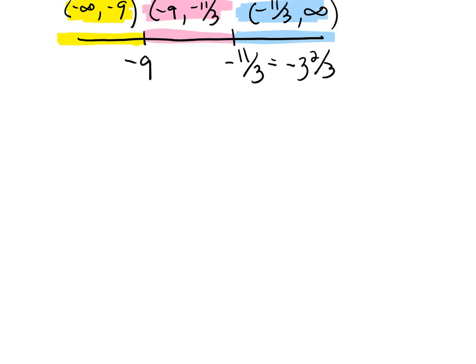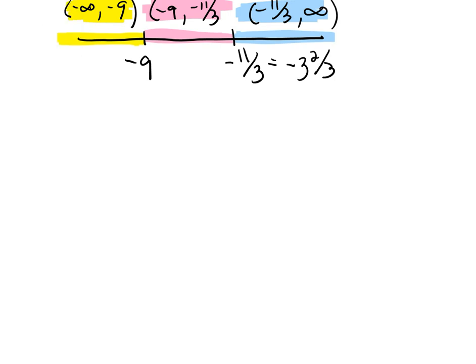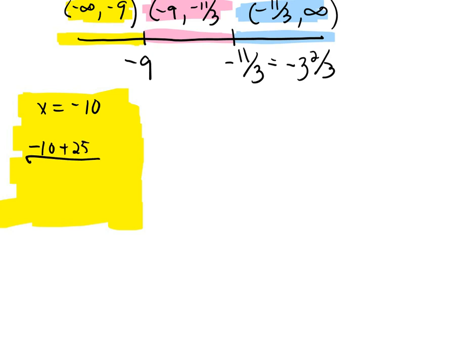Okay, so you have to pick a test point. Pick a point, any point, somewhere in the yellow, somewhere in the pink, and somewhere in the blue. Plug it into the function and see, does the answer come out positive or negative? For the yellow, I picked x equals negative 10. The original function was x plus 25 over x plus 9 minus 4, so negative 10 plus 25 over negative 10 plus 9, minus 4. That's what f of x would be.